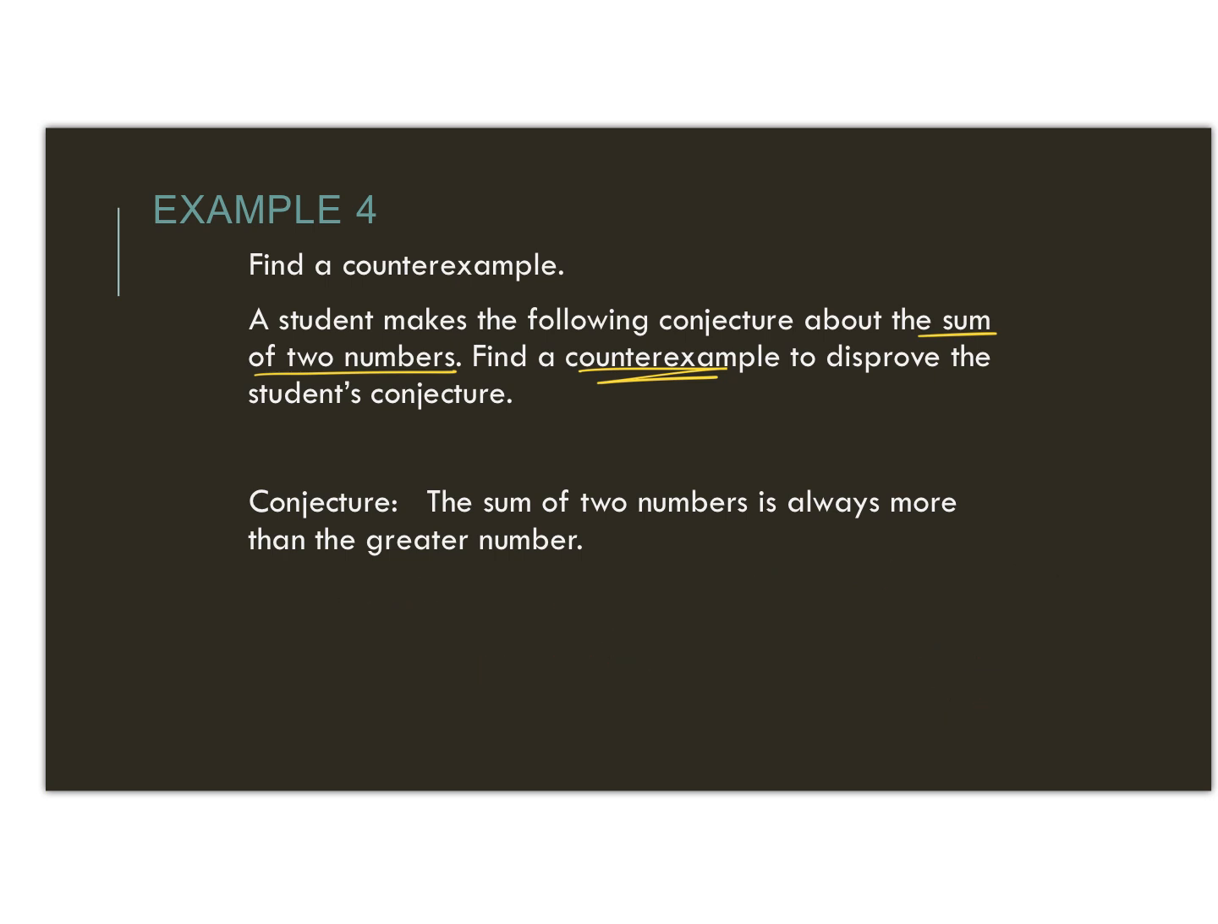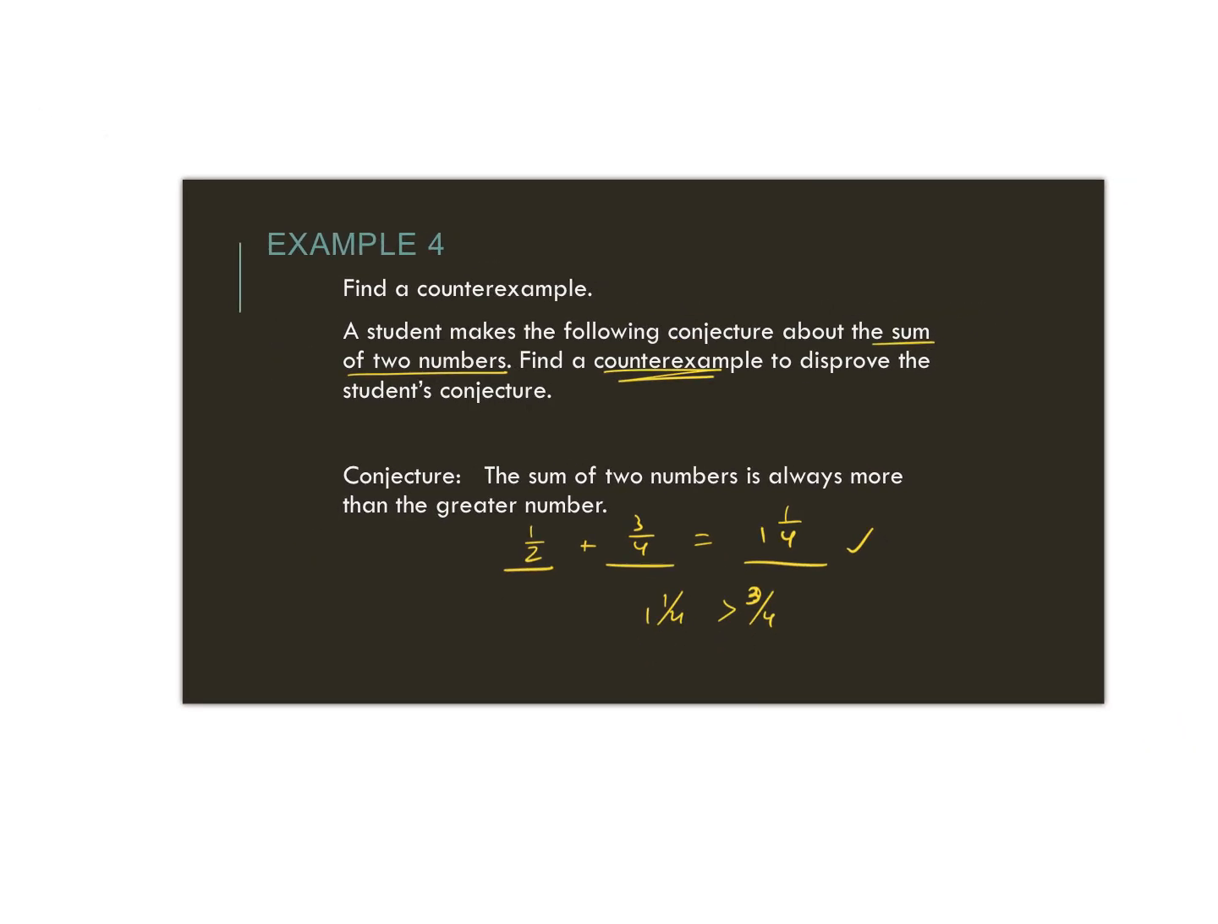Whenever you're trying to prove something, think of fractions, negatives, and 0. So let's try fractions first. 1/2 plus 3/4 equals 1 1/4. And 1 1/4 is greater than 3/4. So when I used fractions, guess what? This still worked. Let's try 0. 5 plus 0 is 5. Well, guess what? 5, the sum, is not greater than 5, the biggest number, right? It's not. So I just found a counterexample.